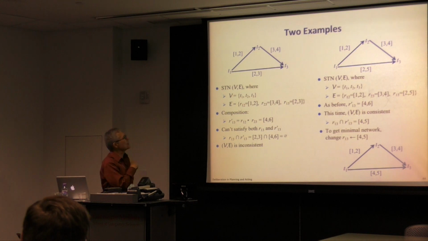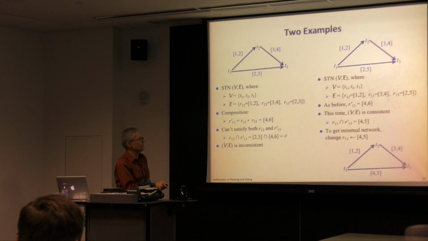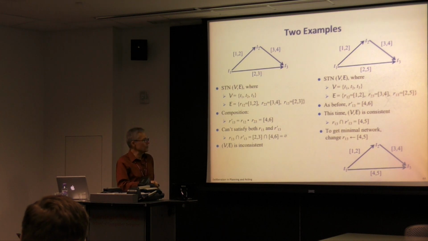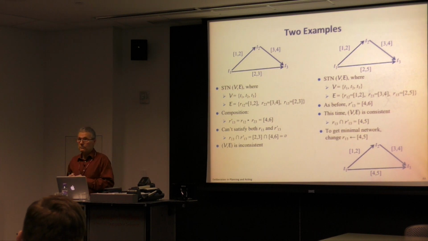Now suppose that this interval, instead of being 2, 3, it's 2, 5. In that case, we can compute our 4, 6 again, and intersect it with 2, 5. We get 4, 5. We then update this thing to get 4, 5 there. So now we have our new temporal network in which we've shrunk the value of that interval, and this thing is consistent, and furthermore it's minimal. If you shrink any of those any further, you would be excluding some solutions.